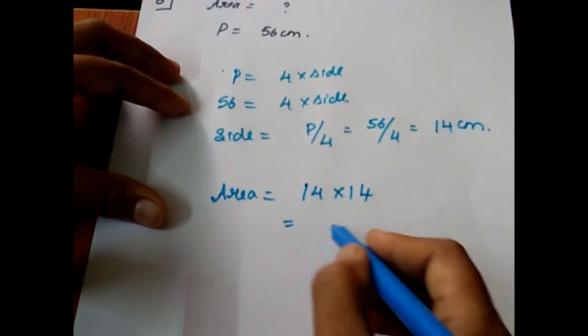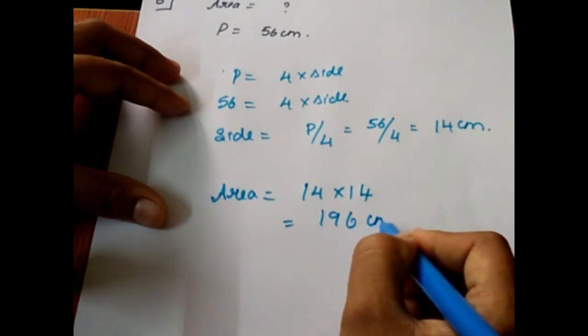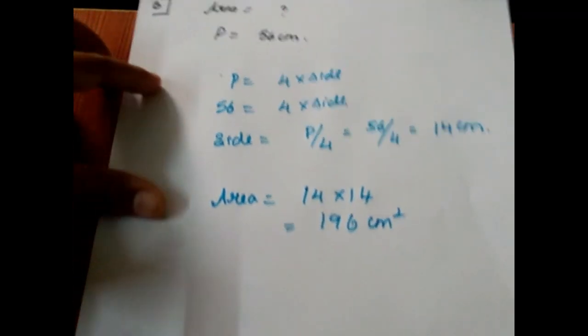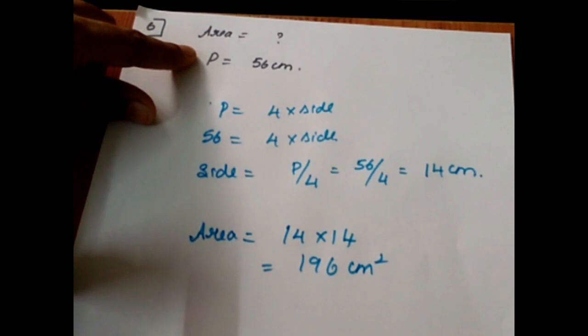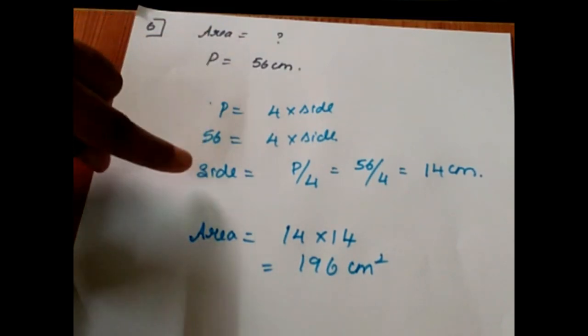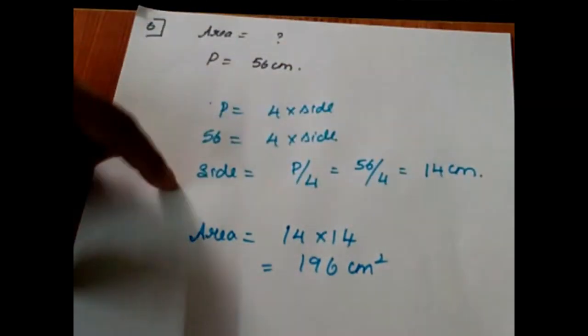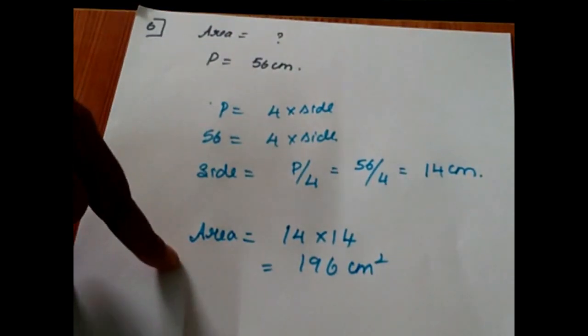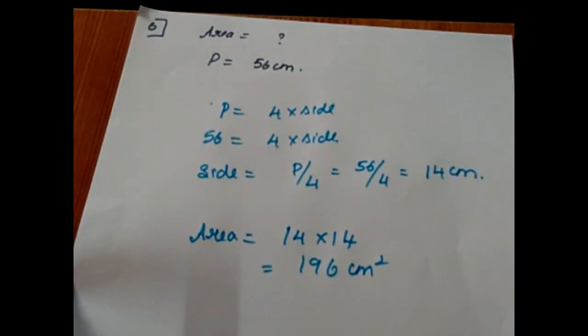That leads to 196 square centimeter. Simple concept. Perimeter is given. With the help of perimeter, calculate the measure of side. With the measure of side, calculate the area of a square.